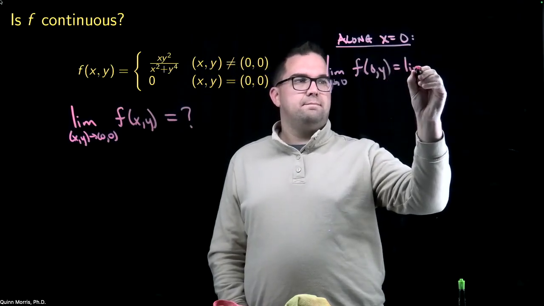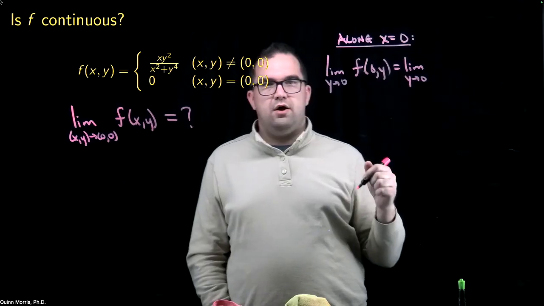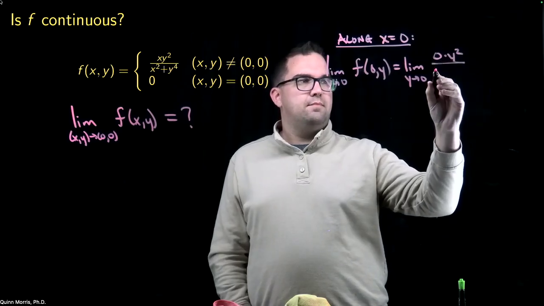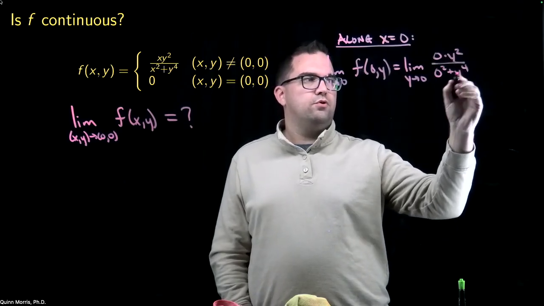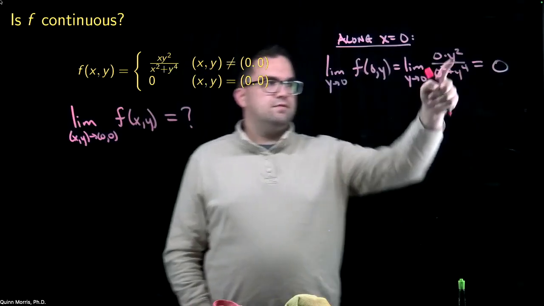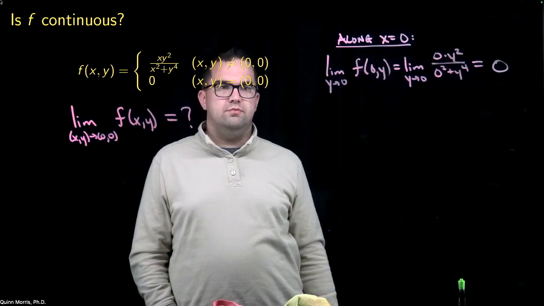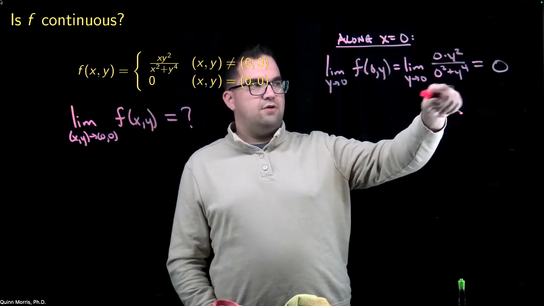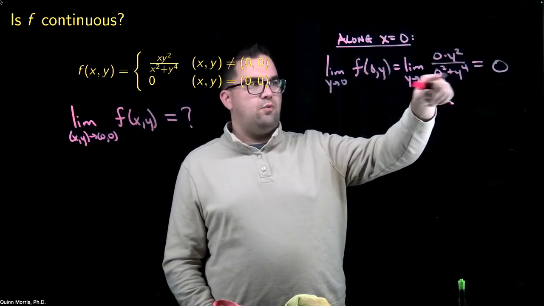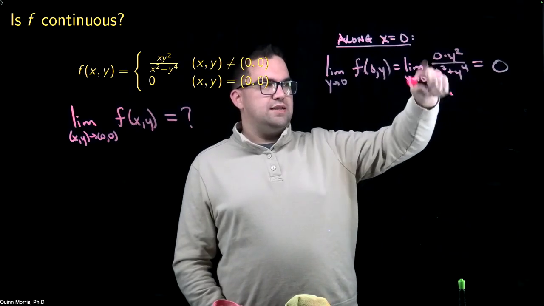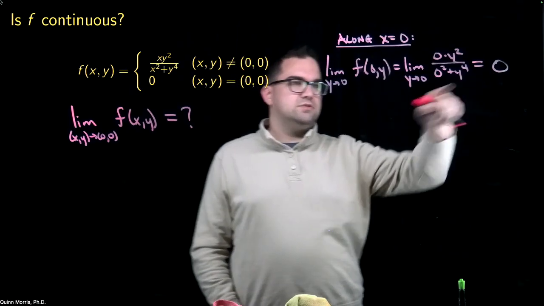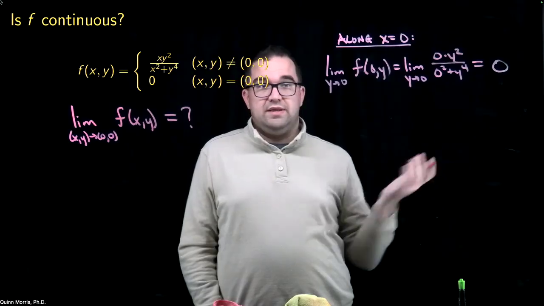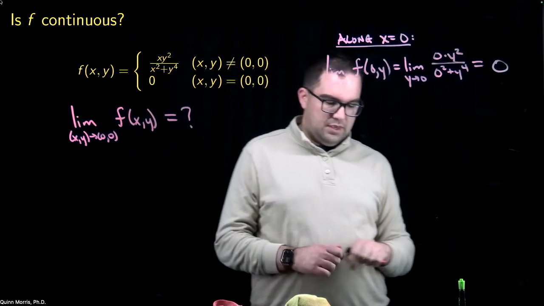So this would be the limit as y goes to 0 of 0 times y squared divided by 0 squared plus y to the fourth. This numerator is always going to be 0. And for non-zero y values, the denominator is not 0. So for all of the non-zero y values as we're approaching 0, this quantity is defined and is 0. So as y goes to 0, the limit is 0. So along that path, we get 0. We could look along y equals 0, we'd get the same thing.